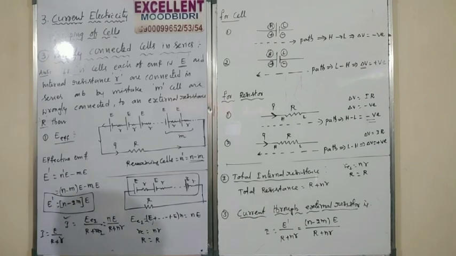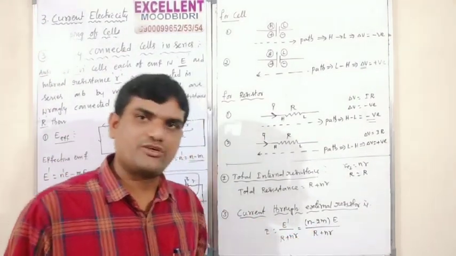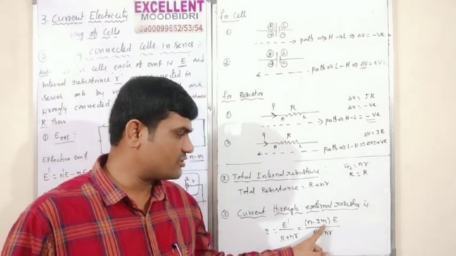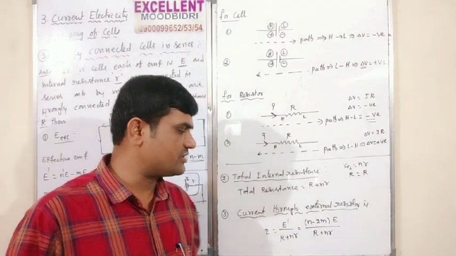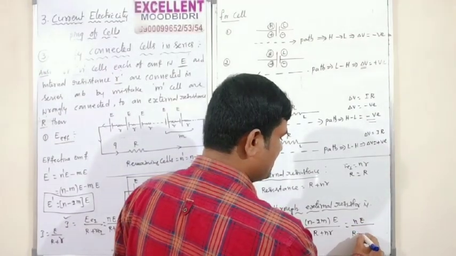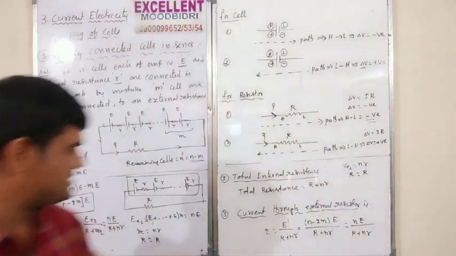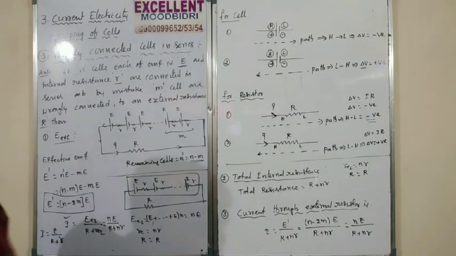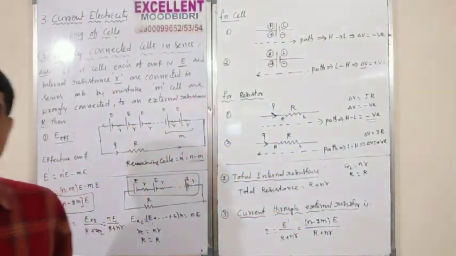Correct? Also remember here, if M is equal to 0, that is, wrongly connected cells are 0, then what would happen? 2 into 0, this whole term becomes 0. Therefore, what would happen here? N into E divided by R plus N into R. Same formula, right? So the topic of cells in series combination is over.